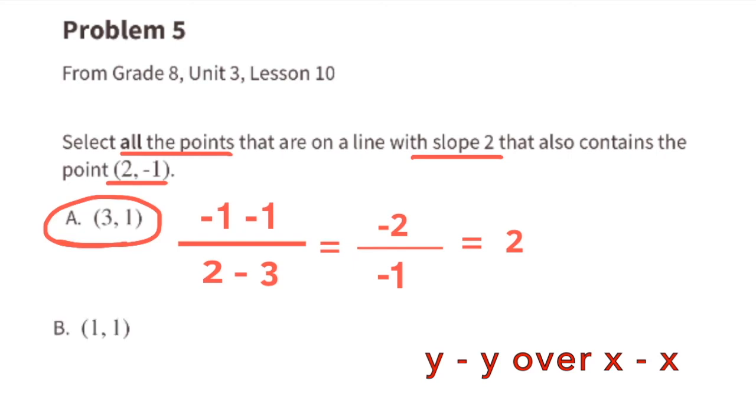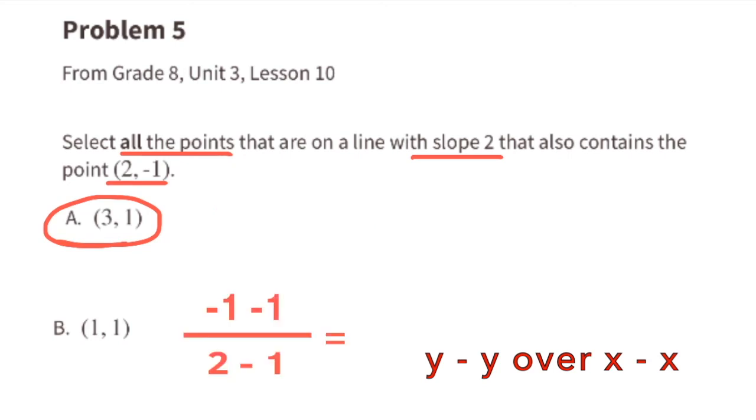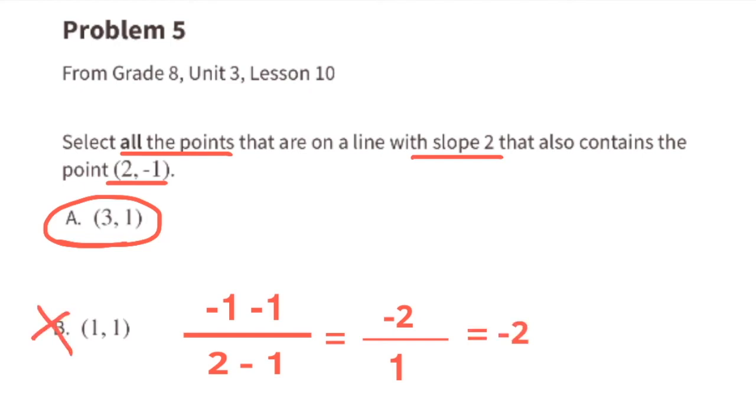B. X value 1, y value 1. Let's use the same strategy. The y value of the original minus the y value of b. Negative 1 minus 1 over the x value of the original minus the x value of b. 2 minus 1. Negative 1 minus negative 1 equals negative 2, and 2 minus 1 equals 1. Negative 2 divided by 1 equals negative 2, and that is not a slope of 2, it's a slope of negative 2.